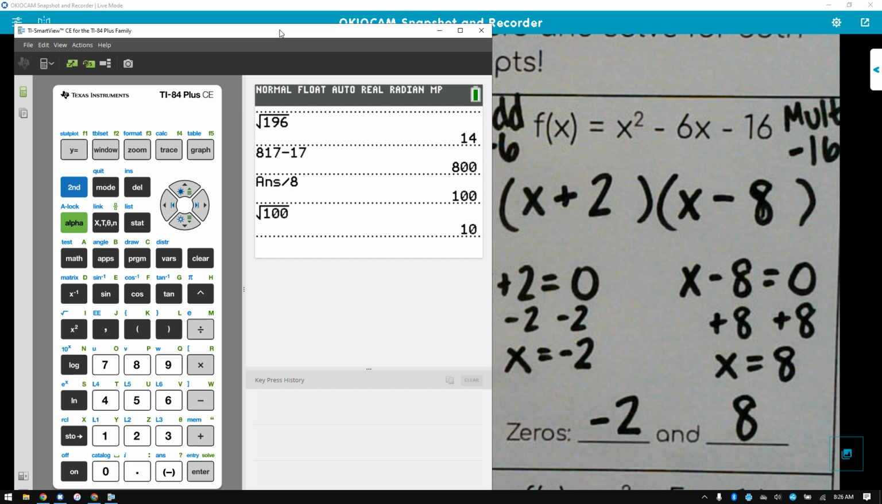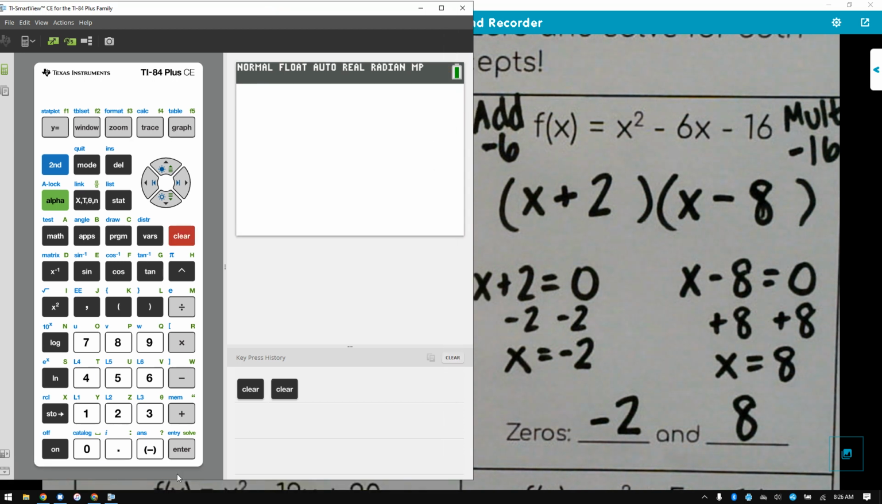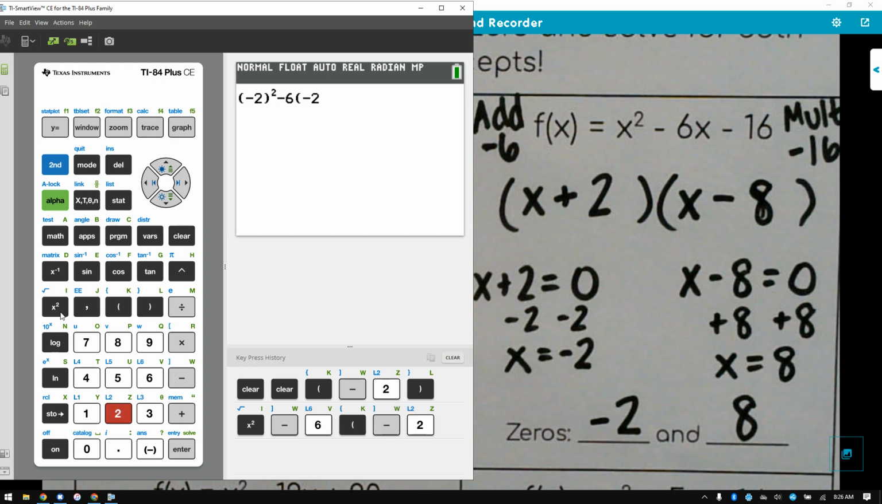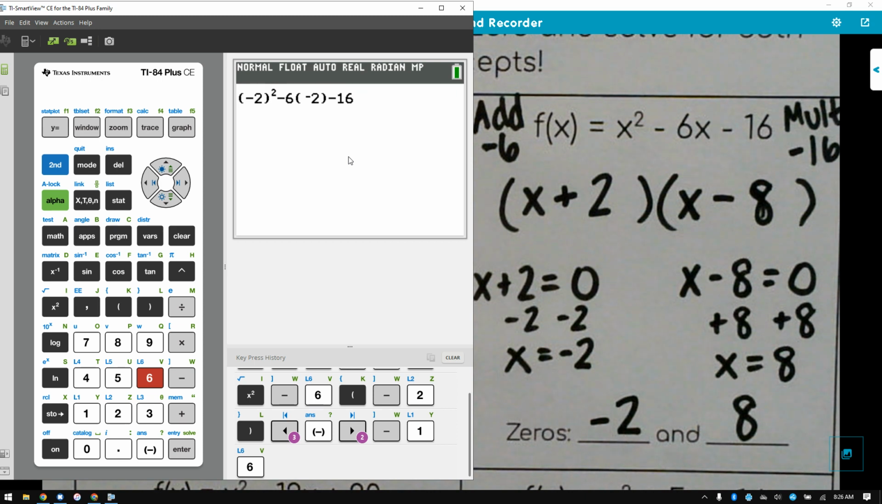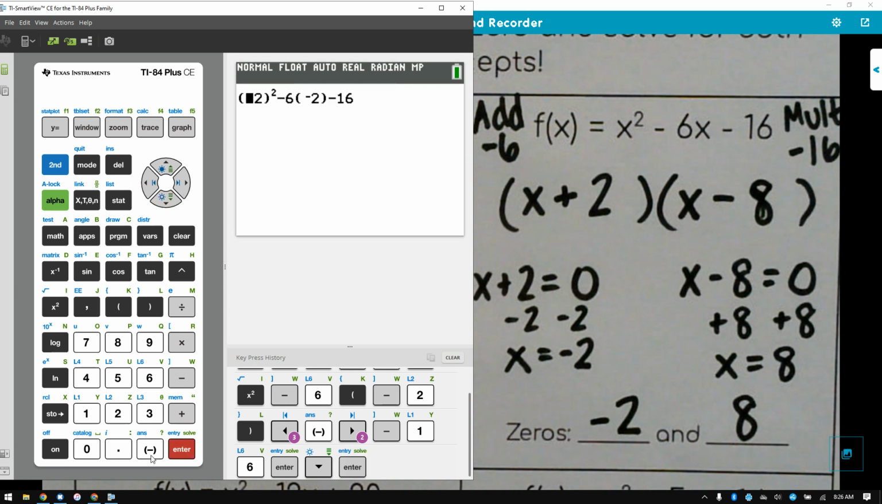On this one here, x squared minus 6x minus 16, if I were to plug in negative 2 for x, so that would be negative 2 squared minus 6 times negative 2. Oop, that's going to give me the wrong answer there. I'm going to use this negative. Minus 16. I'm going to hit enter. Apparently I typed something wrong. Yes, I tried to use my keyboard instead of the buttons. That was not a good idea. Good eyes. So if I plug that in, I get 0.